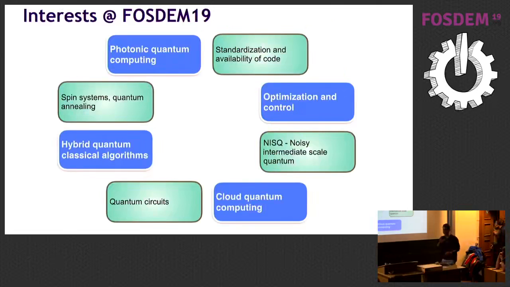So I tried to gauge the interest here at FOSDEM, and honestly speaking, I had to change a lot of my slides today in the morning because I realized that I'm not speaking to an audience which is homogeneous, which comes from a quantum physics background or just from a coding background. So these are some of the things that we are interested in at the FOSDEM Quantum Computing Dev Room today. So standardization and availability of code, that's like a normal topic in an open source conference. But then we have spin systems, quantum annealing. Later on, we have talks about photonic quantum computing, noisy intermediate scale quantum physics, quantum circuits, of course.